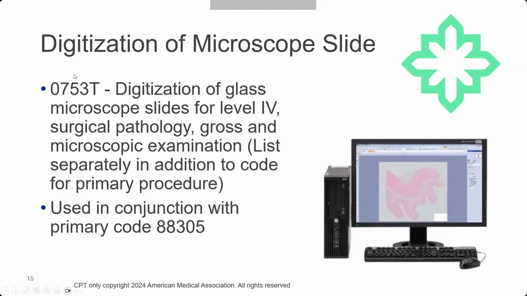The code that I have listed here is the one that's seen most often, but it's not the only code that we've seen used. There's a plethora of different T codes that range from the 0751T, 0752T, 0754T, 0755, 0756, 0757, 0758, et cetera, et cetera. And then again, the 0827T to 0857T. So these all fall in the same grouping with the digitization of the microscope slides.